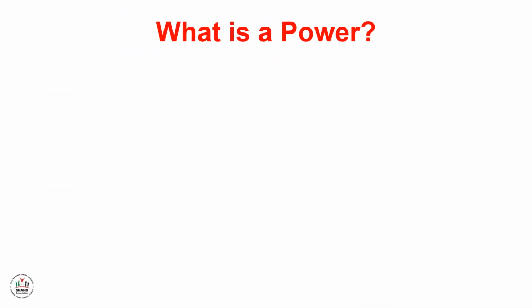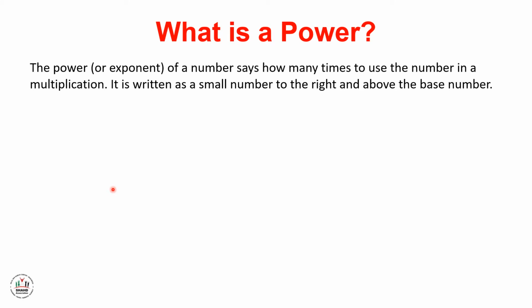Now let's recall the definition of a power and its components. The power or exponent of a number says how many times to use the number in multiplication. It is written as a small number to the right and above the base number.